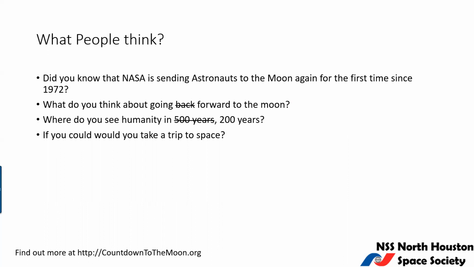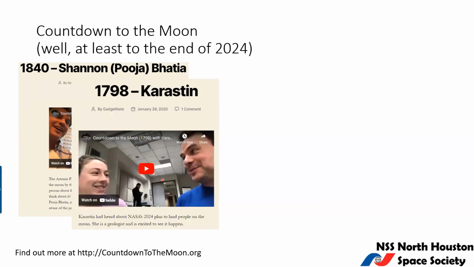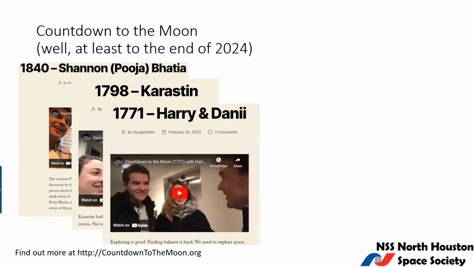And just to give you an idea of the scope and scale of this project, this countdown to the moon, which I should say is really a countdown to the end of 2024, which is when we were going to have people on the moon when I first started the project. So on December 17th, 2019, I started the project with 1,840 days till the end of 2024. And I interviewed my niece, Pooja, as the very first person. And since then, I've interviewed people at yoga class and people that just happened to be going up the elevator at the hotel that I was staying in, in York, UK.